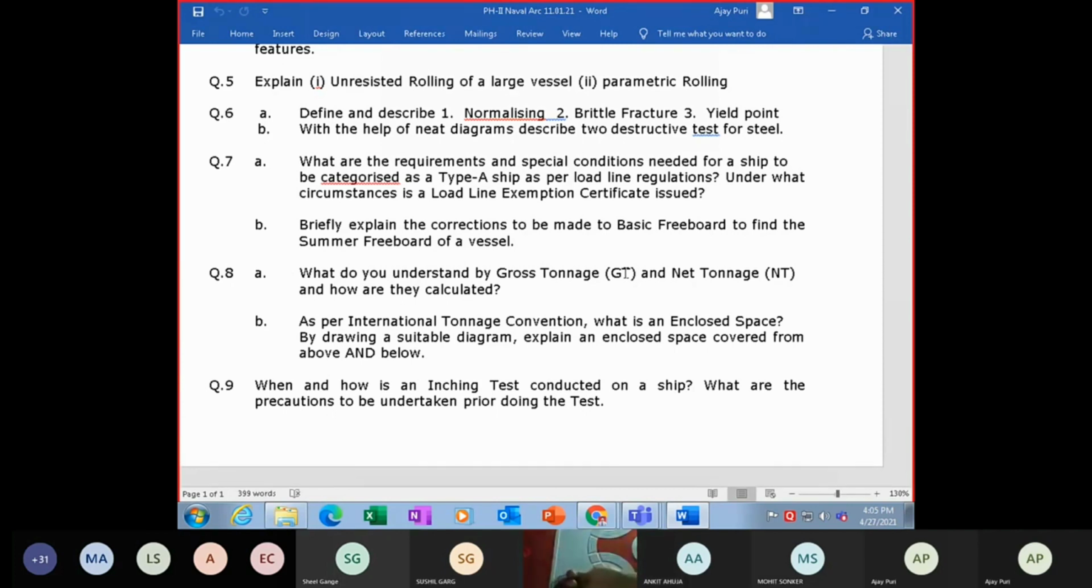8B is your enclosed space. What is enclosed space? By suitable drawing, you have to explain enclosed space, covered above and below. That means sides are open. This is a diagram where the above and below are covered and sides are with stanchions. That you have to explain with a diagram. Now you're getting the point of what you have to write in these answers.